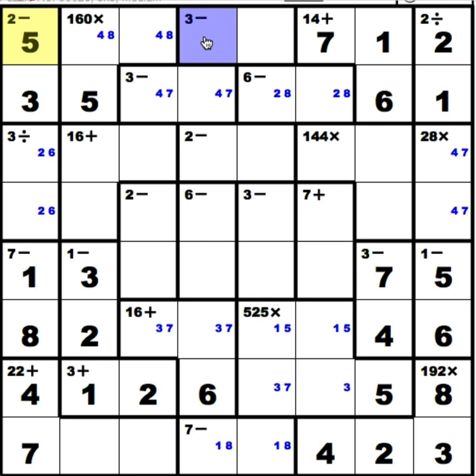We are now left with 3 and 6 in these two boxes. Because there's already a 6 here, the 3 must go there, the 6 must go there. That 3 canceled out the 3 in that 3, 7 combo, so 7 goes there, 3 goes there.